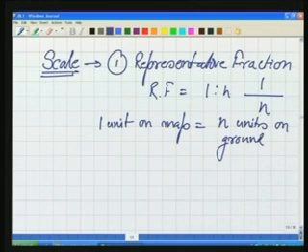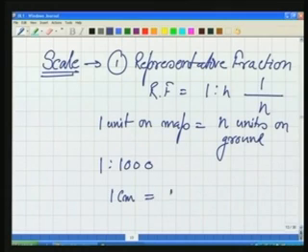Well, let us explain it. If our map scale is 1:1000, the meaning is 1 centimeter on the map is equal to 1000 centimeters on the ground. So, a distance which is 1000 centimeters on the ground, we are representing here in our map by 1 centimeter. So, this is how we represent the scale.